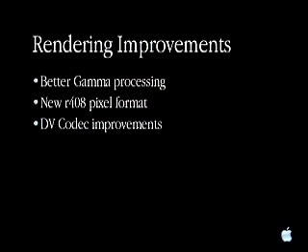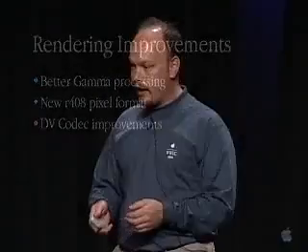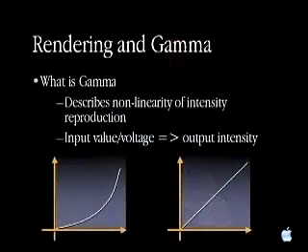So the improvements we've done in that space are we've improved some gamma processing. We've also added a new pixel format called R408. And of course, we've improved the DV codec, which is something that Tim talked about, and I'll show you some of the results we got there. So my favorite first topic is gamma.